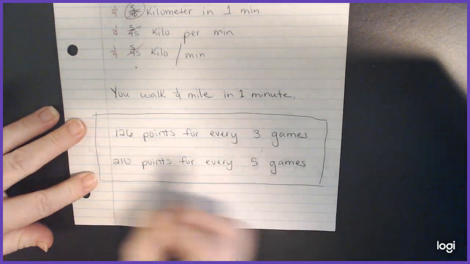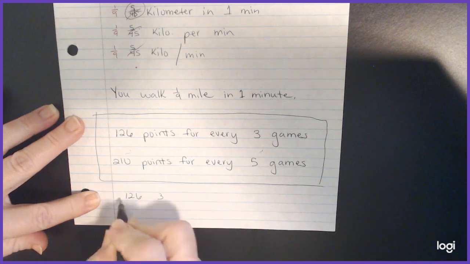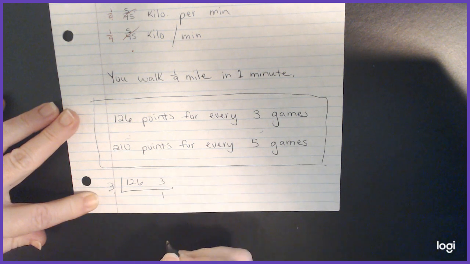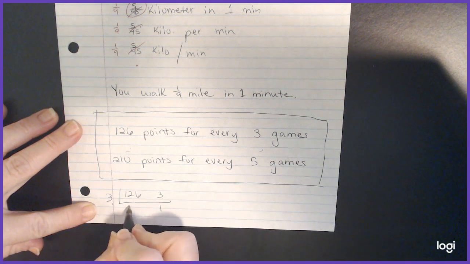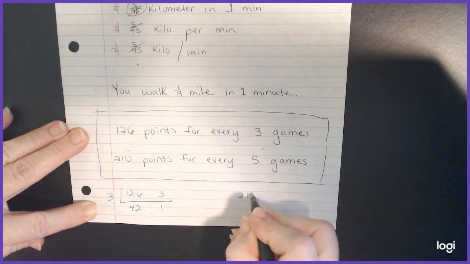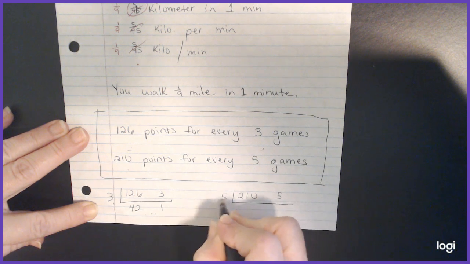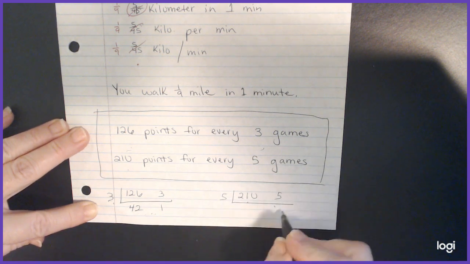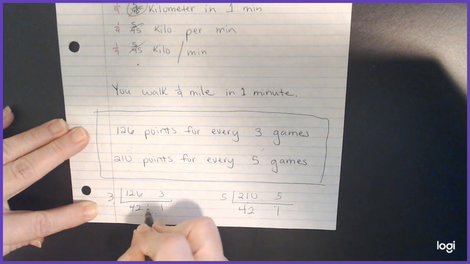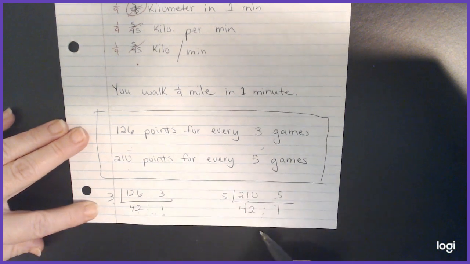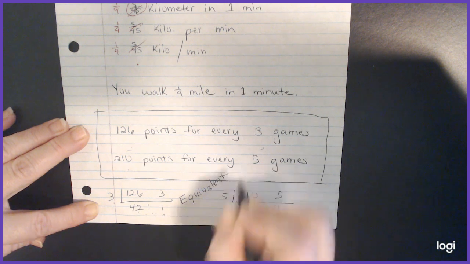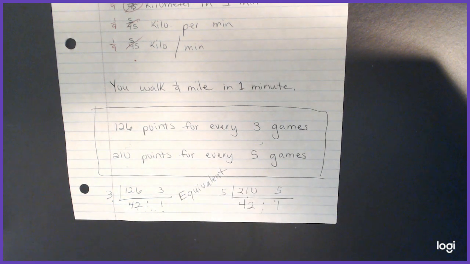All right, so I looked at the first one here and I have 126 to 3. And if I simplify that, 3 goes into both of them. 3 obviously goes into 3 once. And 3 goes into 126 42 times. So I have 42 to 1. Here I have the rate of 210 and 5. And I know that 5 can go into both of them because that ends in a 0. 5 goes into 5 once. 5 goes into 210 42 times. So if you notice, I have 42 to 1 and 42 to 1. They both simplify to 42 to 1, which means these are equivalent.